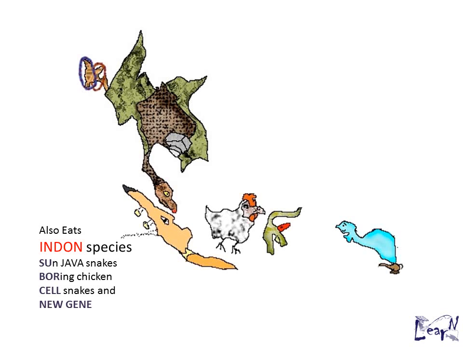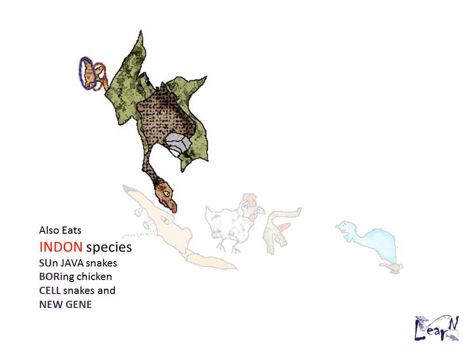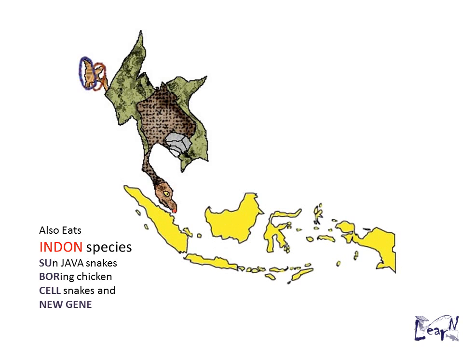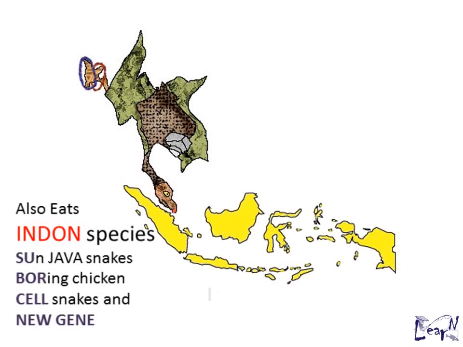So let us go ahead and see the actual islands. There are the islands. And we are just emphasizing the species. This is Indonesia, Sumatra, and Java. That is sun java snake. You are getting Borneo from boring chicken. Then Celebes from cell snakes, and New Guinea from New Guinea. These are the major islands of Indonesia, and we have missed a lot of small islands. Just covering the major islands as of now.